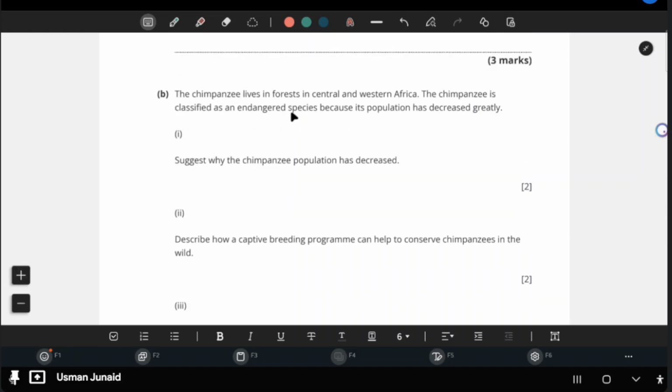The chimpanzee lives in the forest in Central and Western Africa. Chimpanzee is classified as an endangered species because its population has decreased greatly. Suggest why the chimpanzee population has decreased. So when it says suggest, you have free rein to give your own reasons, right? What suggestions would you give? What are reasons why some species can go endangered? Can you tell me?